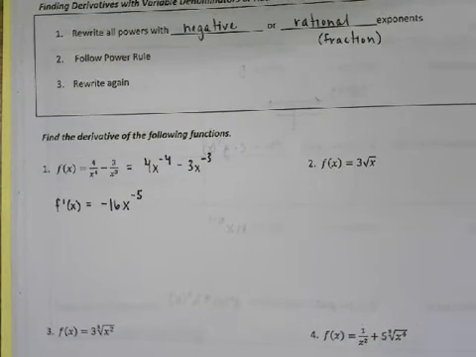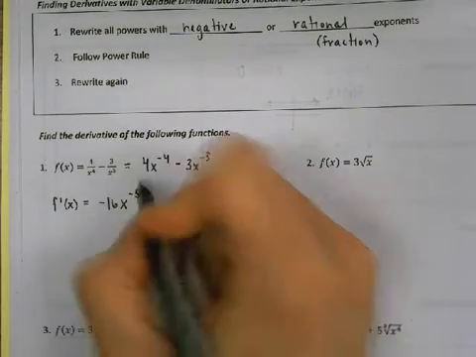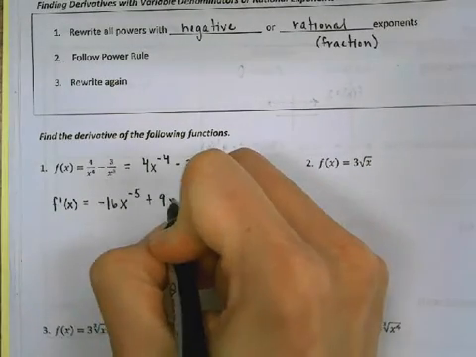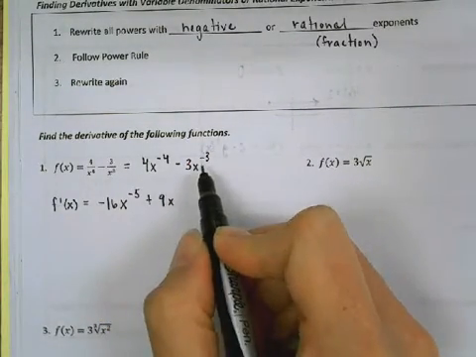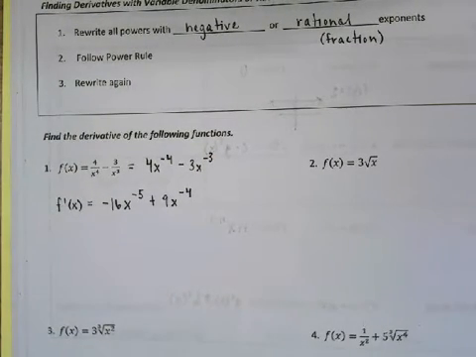We're still subtracting. So I'm going to handle my second term the same way. A negative 3 times a negative 3 gives me a positive 9. My variable's x. And then when I subtract 1, I get to the negative 4th power.